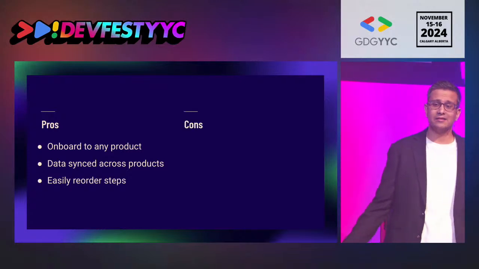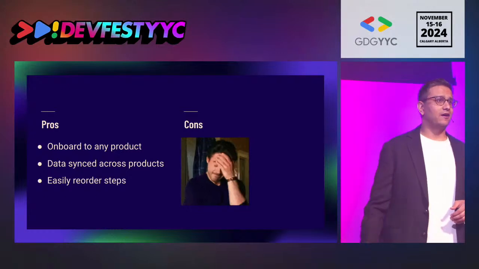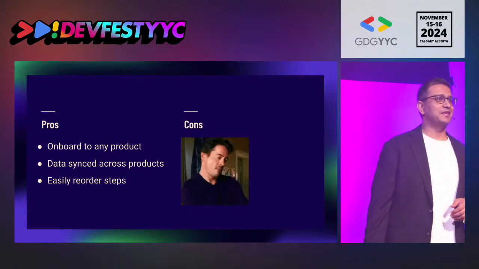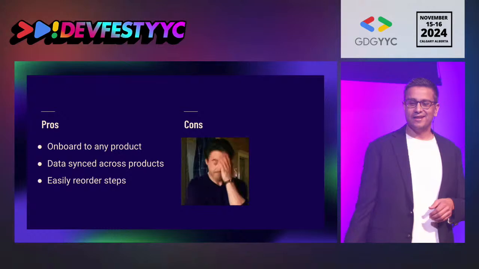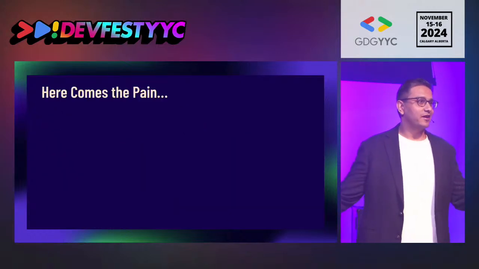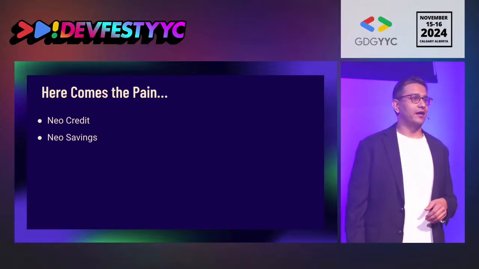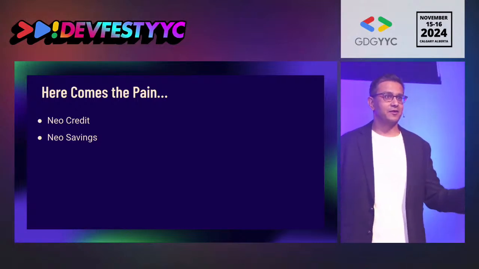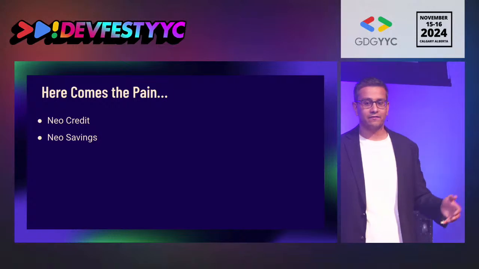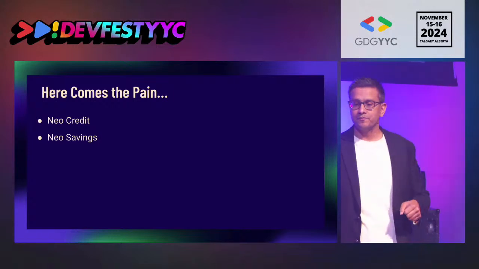This thing has a lot of cons. And I don't like talking about them because it was quite painful near the end. But you're all here this morning, so yeah, let's talk about them. So first, we had two products, right? Simple Sam gave us the ability to onboard to two different application products. One was credit, one was savings.